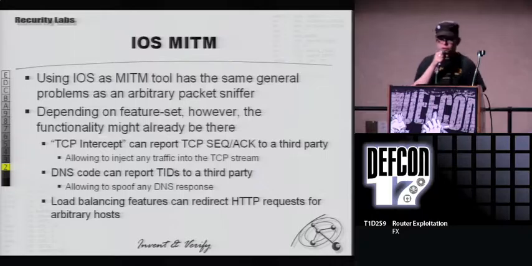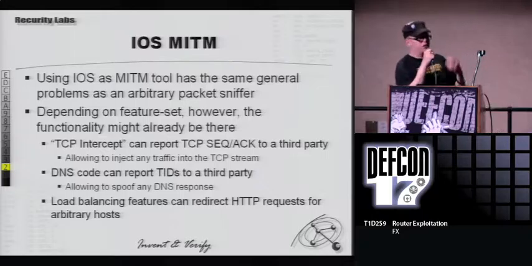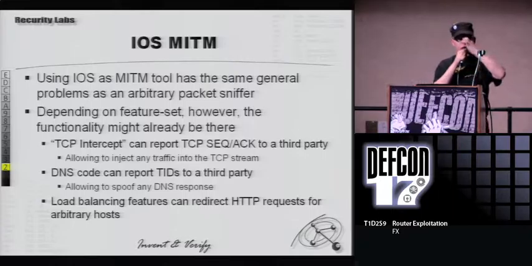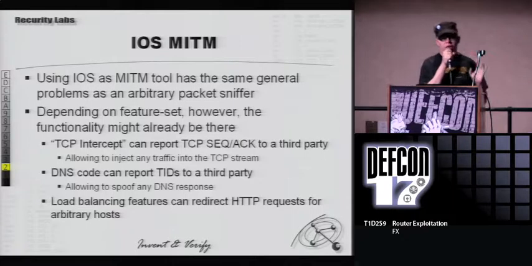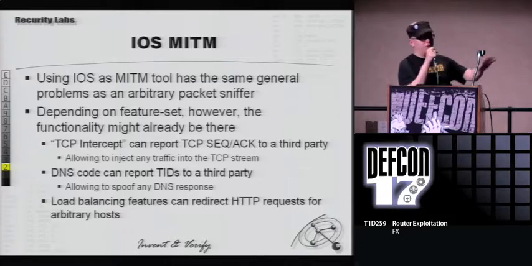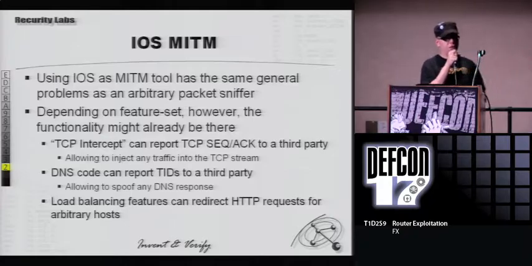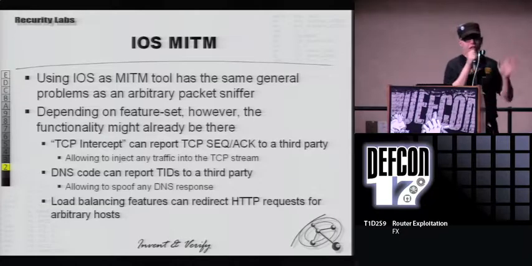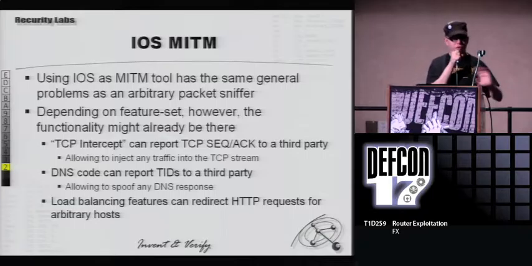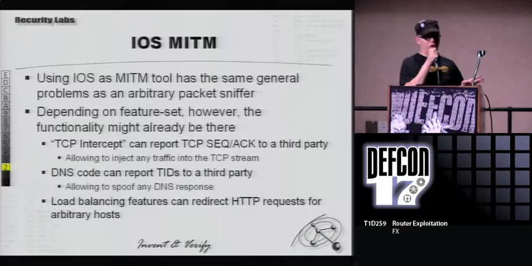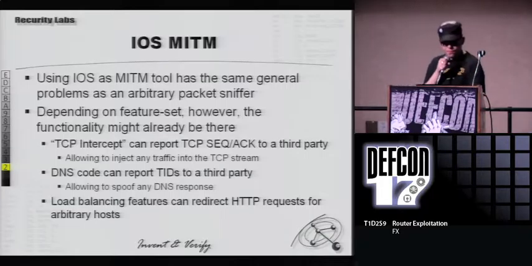And the same holds true essentially for man in the middle. What I could imagine would be really cool is compromising a core router and then getting it to the point where it's actually leaking out sequence numbers from arbitrary TCP connections. So you can inject into any connection that is going through this network from anywhere in the world. It would be nice.